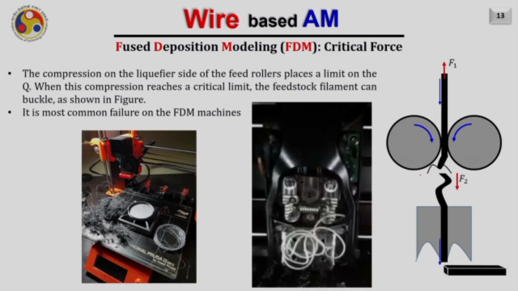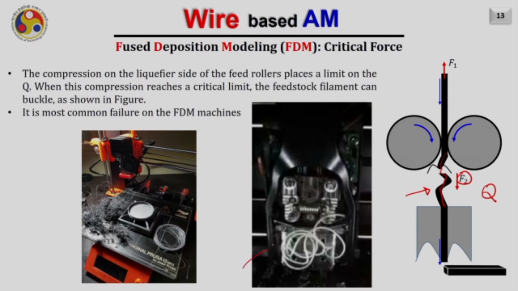So what will happen? When we are applying a compression load here, it may happen that the wire may buckle at this location. So the compression on the liquefier side of the feed roller places a limit on the Q, or the flow rate Q. Why so? Because when this compression reaches a critical limit, the feedstock filament can buckle like shown here. And it is the most common failure in most of the FDM machines. You might have seen that also.